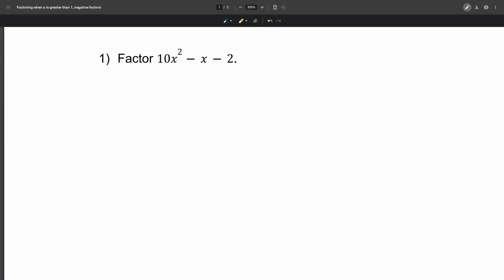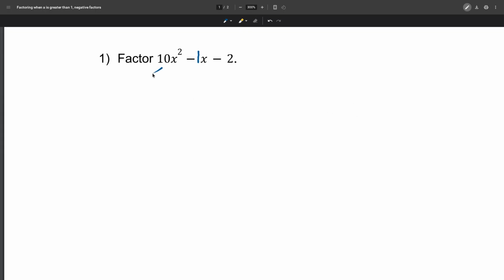In this video we are going to factor quadratics where a is greater than 1, there's no common factor, and some of the factors are going to be negative. Now let's start with this first one. We've got 10x squared minus x minus 2. So this is really like minus 1x here.